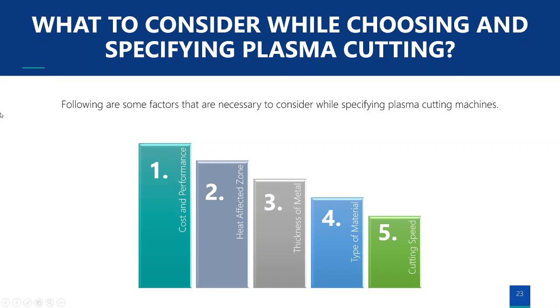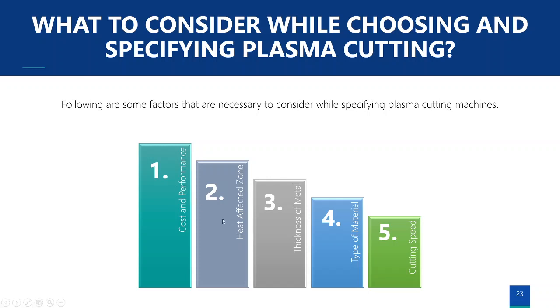So, what should we consider when choosing and specifying a plasma cutting machine? Number one is cost and performance. Cost and performance are very important when we specify the plasma. So how long-lasting our consumables should be in plasma cutting depends upon the cost and performance.